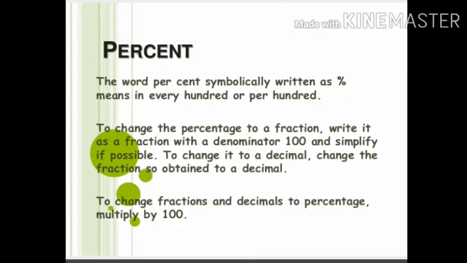The word percent, symbolically written as %, means in every 100 or per 100. To change a percentage to a fraction, write it as a fraction with denominator 100 and simplify if possible. To change it to a decimal, change the fraction so obtained to a decimal. To change fractions and decimals to percentage, multiply by 100.